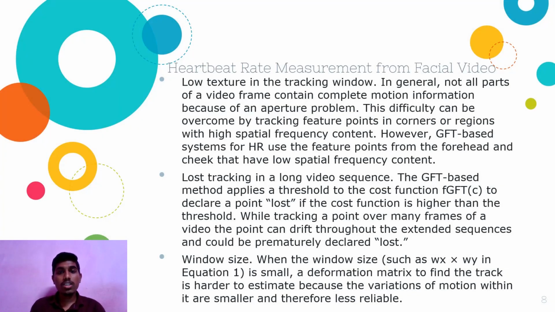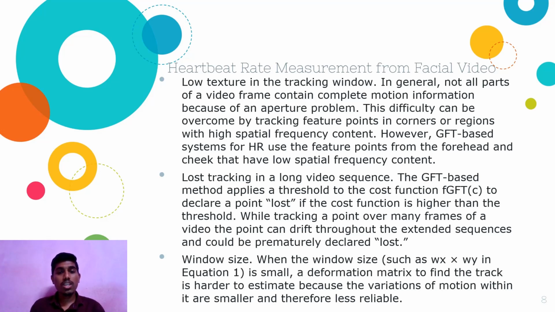Low texture in the tracking window. In general, not all parts of a video frame contain complete motion information because of the aperture problem. This difficulty can be overcome by tracking feature points in corners or regions with high spatial frequency content. However, GFT-based systems for HR use feature points from the forehead, which has low spatial frequency content.